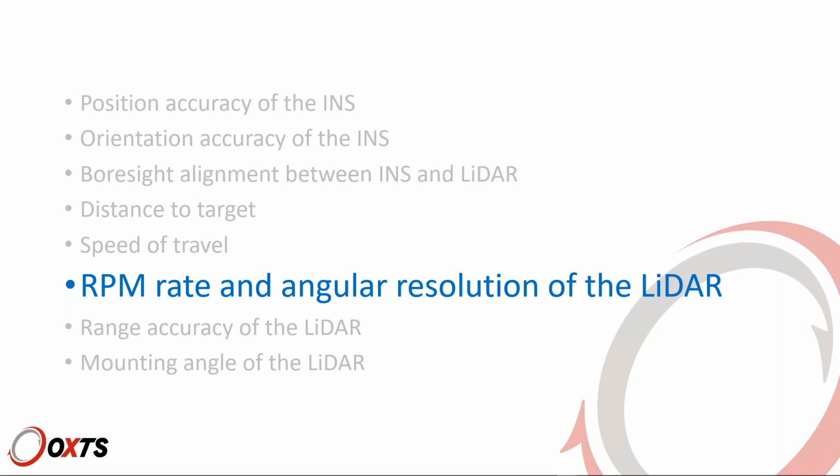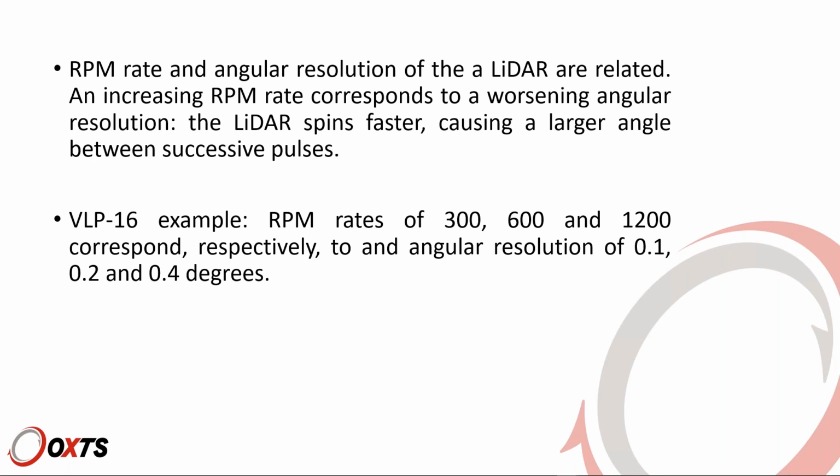Okay, RPM rate and angular resolution of the LiDAR. These two are always related. So an increasing RPM rate will correspond to a worsening angular resolution. This is because the LiDAR, if it has a higher RPM, basically it means that it will be spinning faster. By spinning faster, it will have a larger angle between two successive pulses. And that angle that you have is basically your angular resolution between successive pulses.